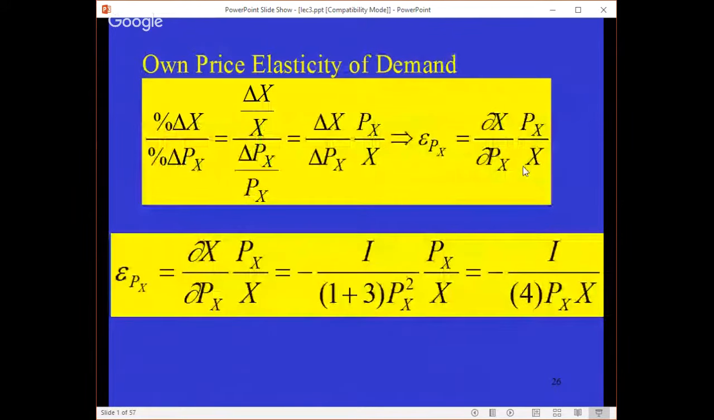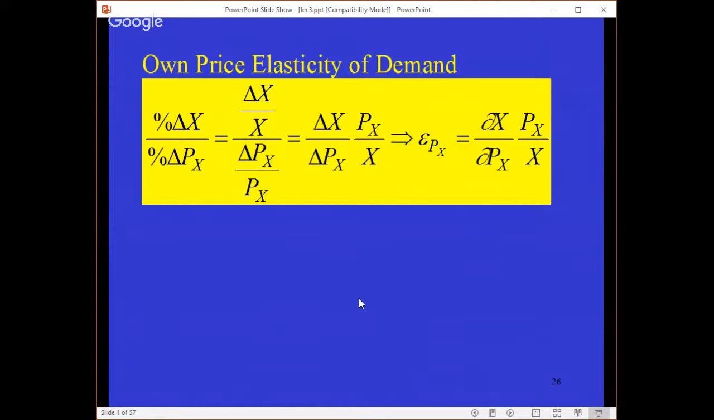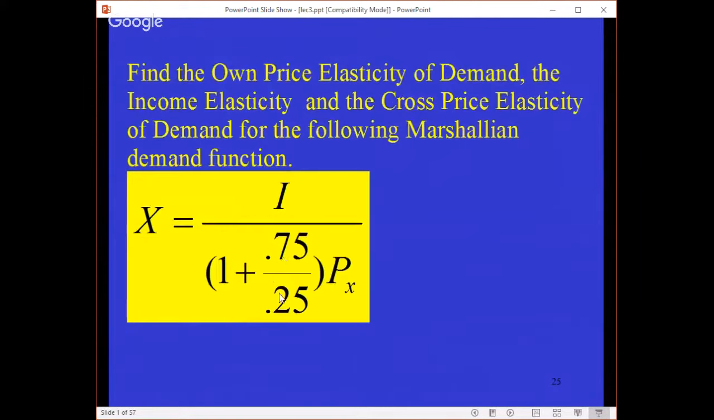Here, and don't worry about it if you don't get the calculus, because you're never going to be responsible for this. But the partial, right? I have PX in the numerator. I, in this case, since it's not the variable I'm concerned with, is a constant, so it's just multiplied by 1 over PX. And then I have 1 plus 0.75 over 0.25. 0.75 over 0.25 is 3. I probably should have just written it as 1 plus 3 or just 4.